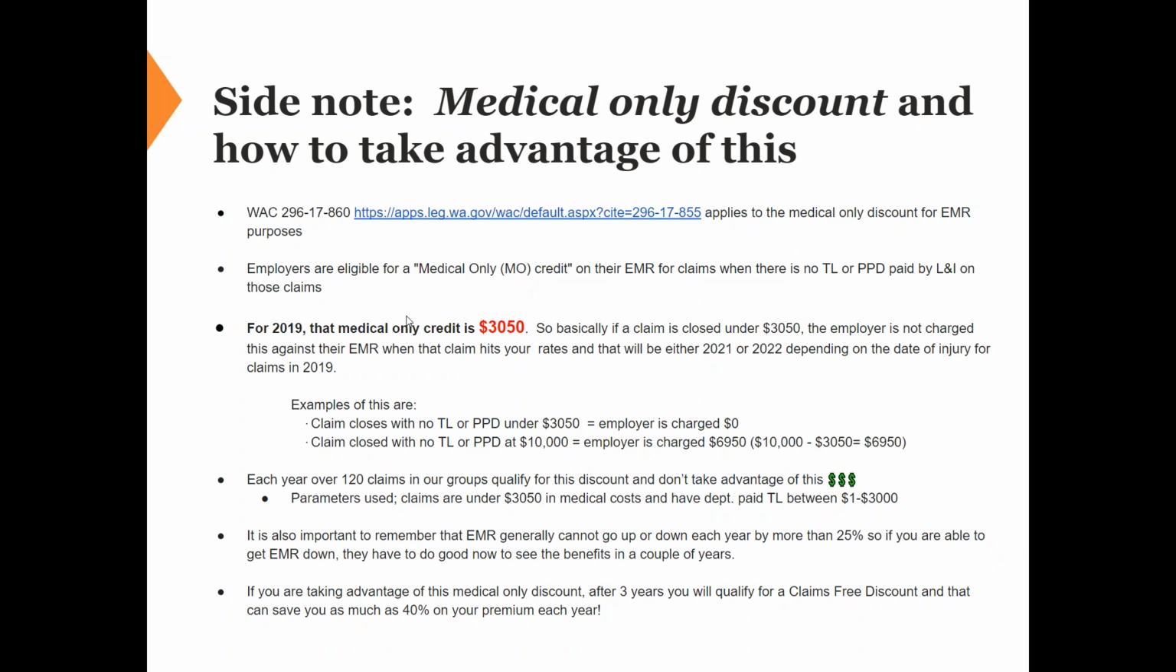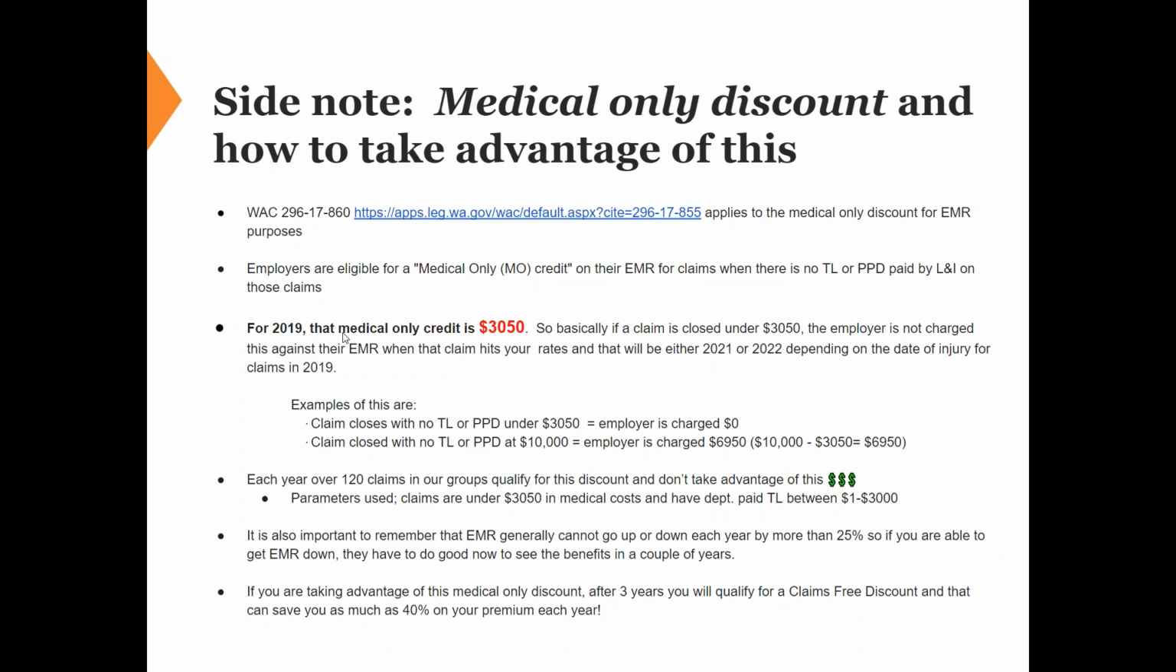But employers are eligible for a medical only credit on their experience modification rate, or their EMR, for claims where there is no time loss or PPD paid on the claim. And so this is generally, of course, in the first year of the claim. This can help with your ECR reserves, and I'll talk about that here.